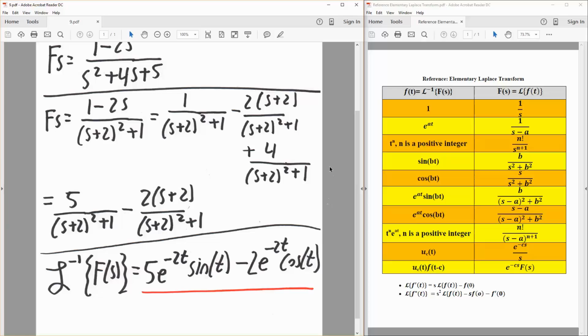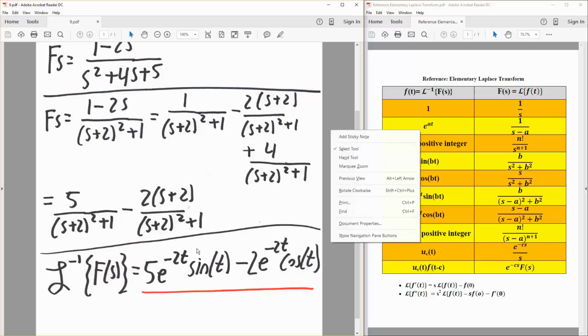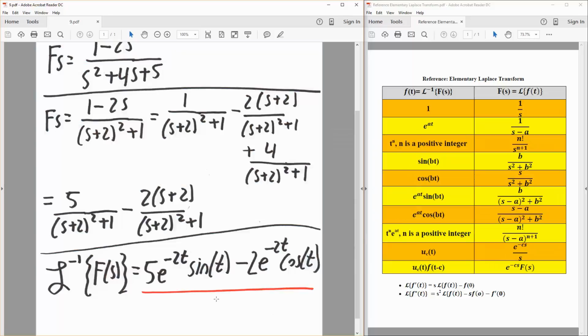And so we'll go over 2 more questions where we're doing the exact same thing. We're manipulating this into something like this, so it would match this. But this is our final answer, and that's all we need to do.